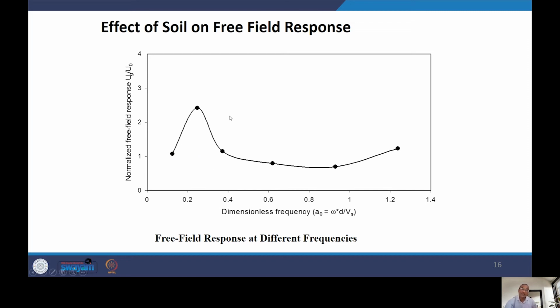Another thing: as the frequency increases, this normalized free field response keeps decreasing. Why does it happen so? Because it is the effect of frequency, and here damping is also considered. So damping affects the response: the amplitude is maximum at the natural frequency but less at other frequencies. So this was about free field response.